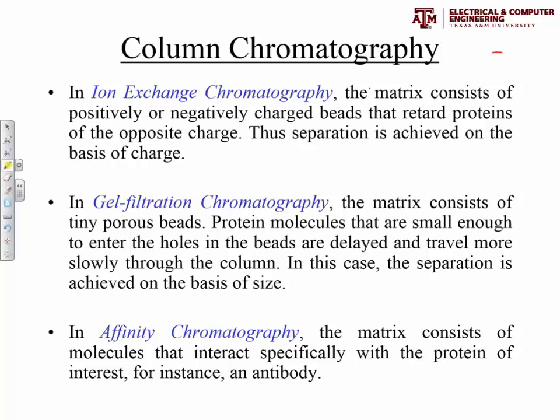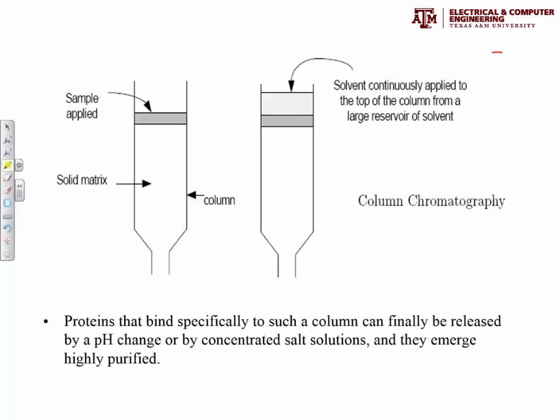So these are the three main types of chromatography that are extensively used. Now in all three of them, basically you're trying to get the proteins that you're interested in to bind to the matrix, whether it is because of opposite charge, size, or antibody properties, right? Antibody-antigen binding. But then later on you need to separate out the proteins that have gotten stuck to this solid matrix. That can be done by a pH change or by concentrated salt solutions. The proteins which bind specifically to such a column can be finally released by this pH change or by concentrated salt solutions, and then they emerge highly purified.